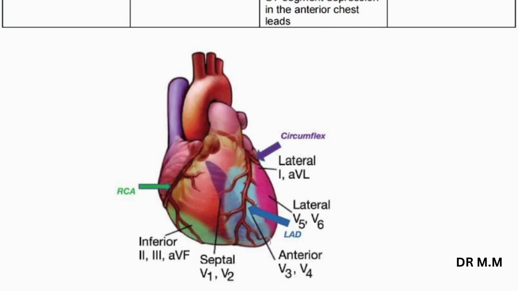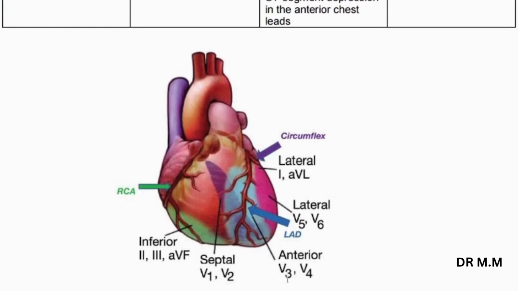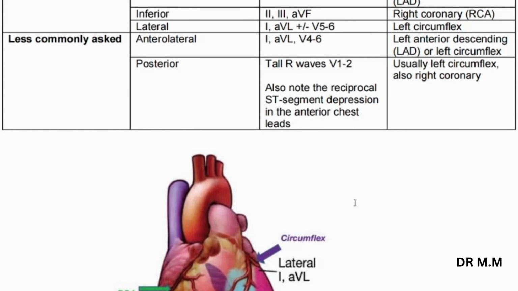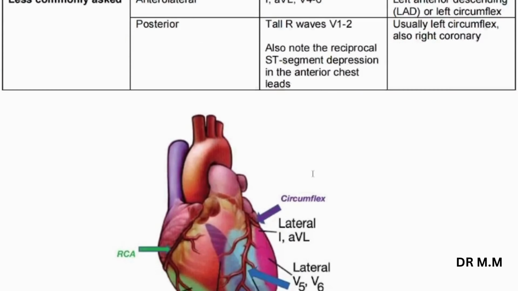Also we can see reciprocal ST depression in V3 and V4, and the involved coronary artery is usually the left circumflex, and also the right coronary artery, which are going to supply the posterior aspect of the heart.